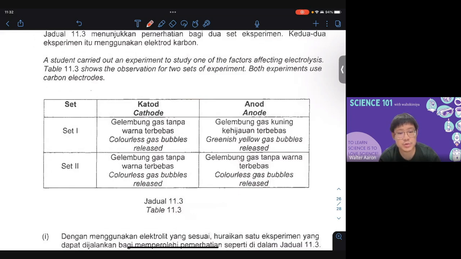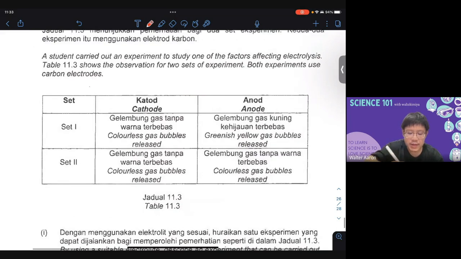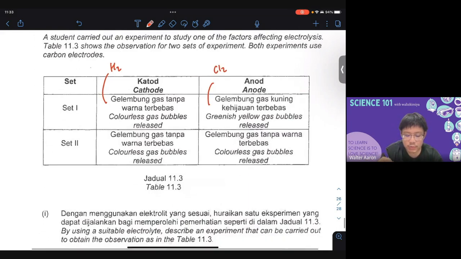And then for set 2, you will see that colorless gas bubbles are released. And for the anode, also colorless gas bubbles are released. So supposedly, the colorless gas bubbles released at the cathode is actually hydrogen gas. And for this one, it's actually chlorine gas. All right, this chlorine gas is actually greenish yellow. And then for the bottom one, set number 2, this one is also supposed to be hydrogen gas. And this one over here will be oxygen gas instead.